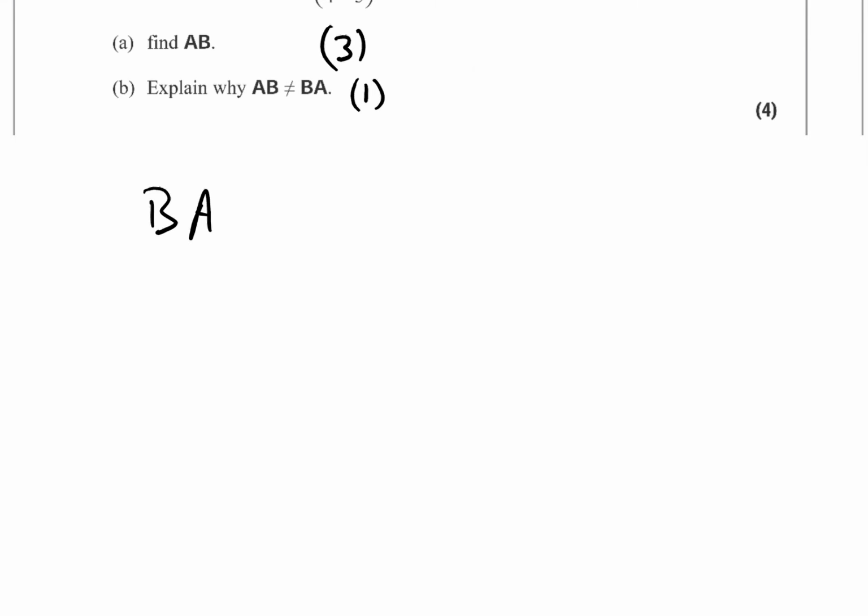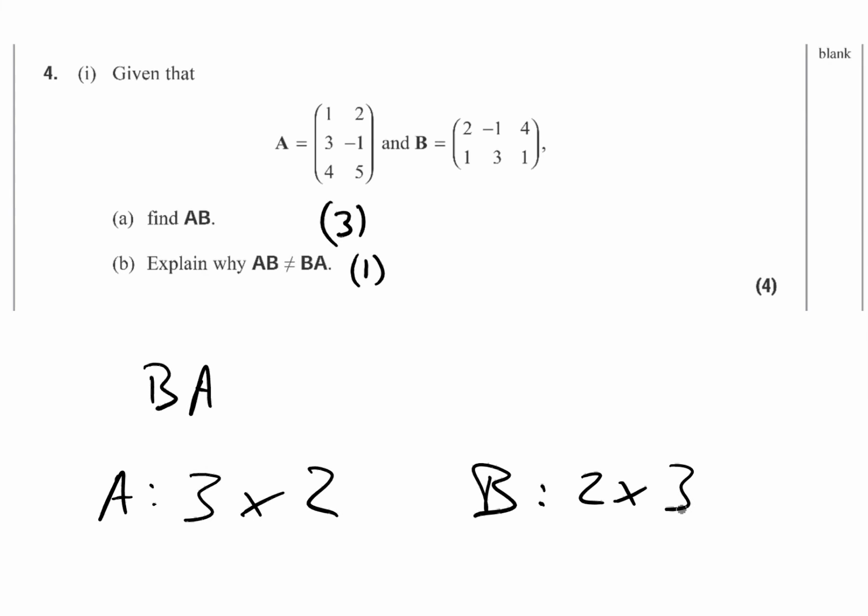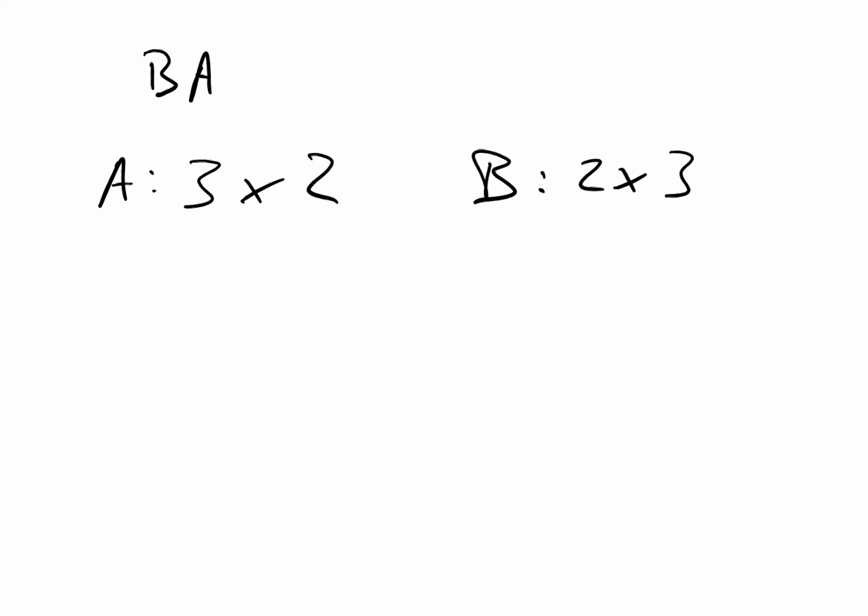But there's a slightly quicker way of doing it, and that's by looking at the dimensions of these matrices. A is a 3 by 2 matrix. What do I mean by that? With matrices, it's all the time rows first, columns second. How many rows are there? There's 3. How many columns? There's 2. Let's do the same for B. How many rows? There's 2. How many columns? There's 3. So A is a 3 by 2 matrix, and B is a 2 by 3 matrix.